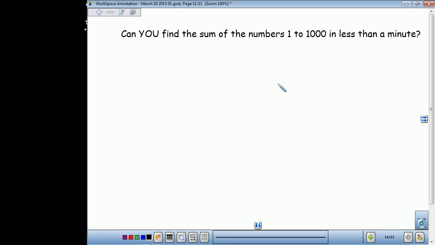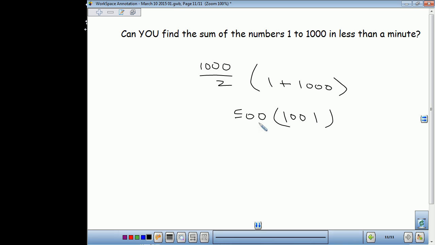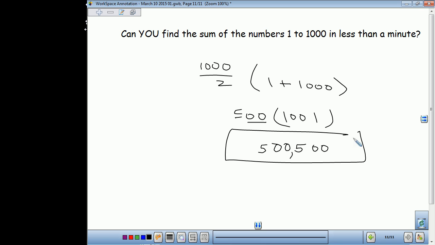Stop. All right, so we said 1,000 over 2 times 1 plus 1,000. So it's 1,001 times 500. Well, you don't really do times 500, you do times 5. Because you just start off with the first 2 zeros. And then you do 5 times that. 5 times 0, 5 times 0, 5 times 1. That's 500,500. Boom! You know how to do it.